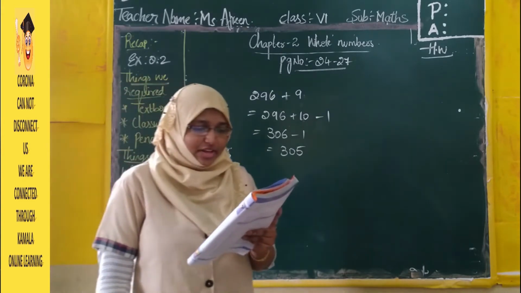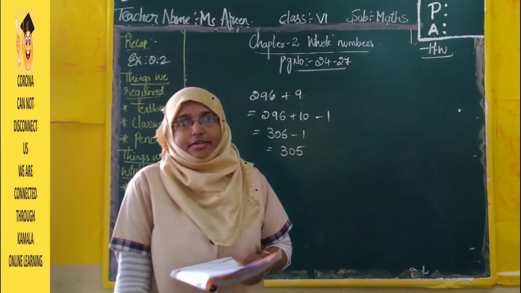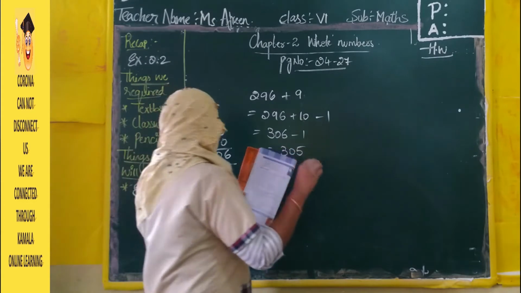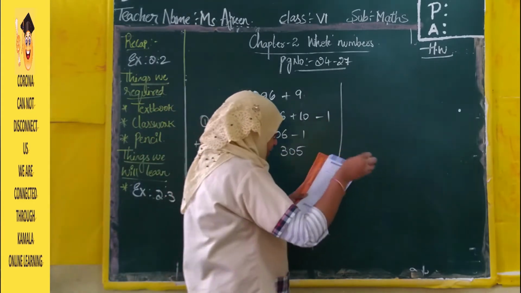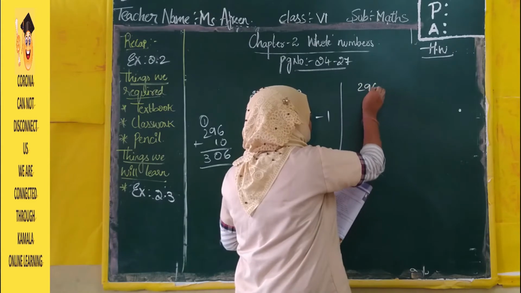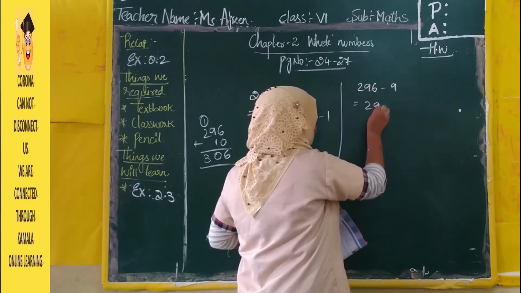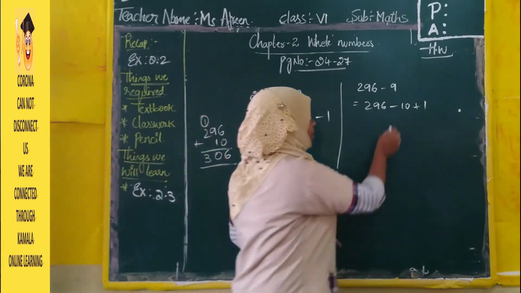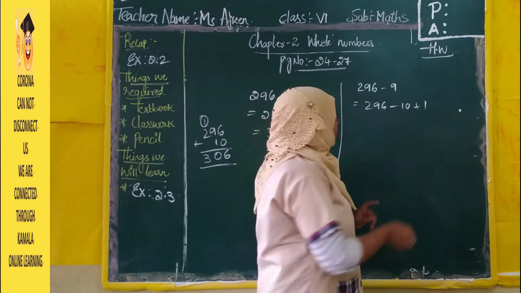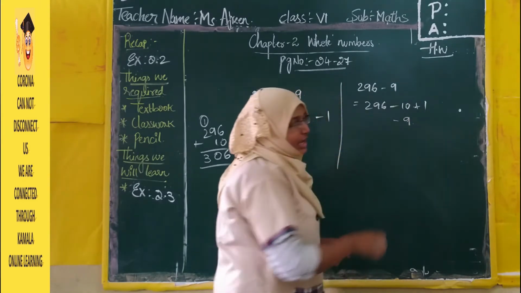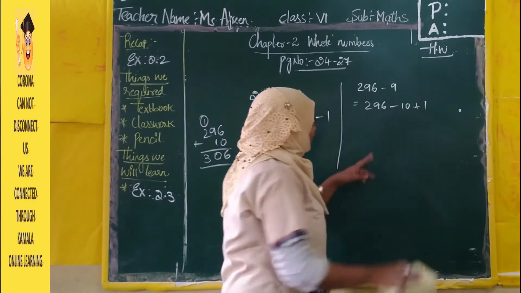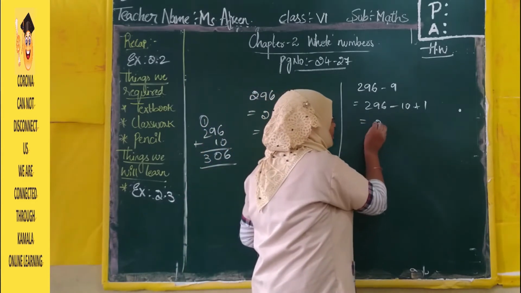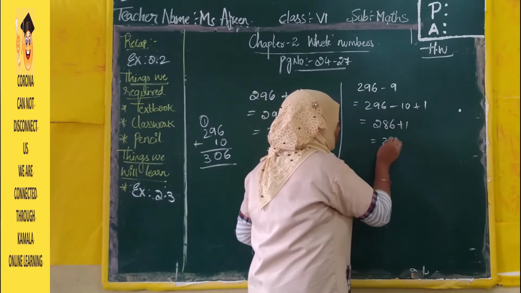Similarly, for the second one they have given 296 minus 9. So again, 296 minus 10 plus 1. Minus 9 is minus 10 plus 1, so the 9 will be obtained. First, we subtract 10 from 296. So it is 286, plus 1 is 287.